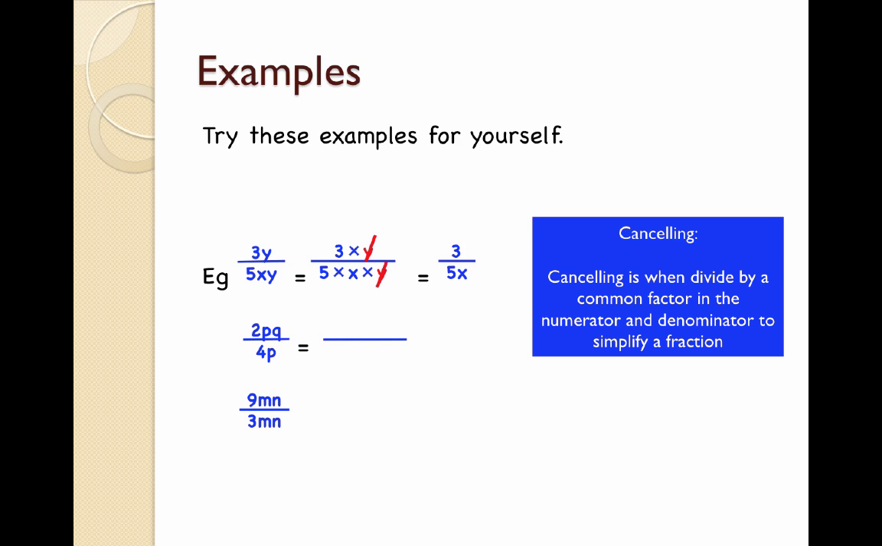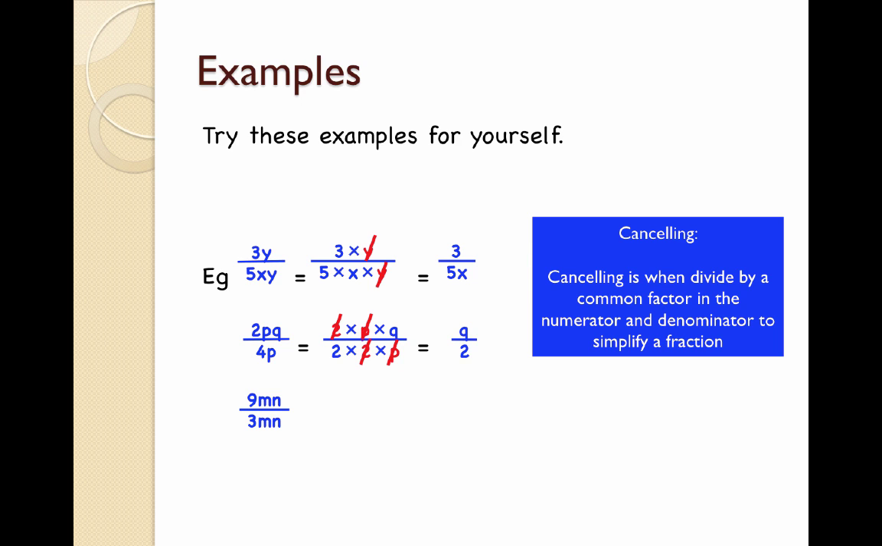2pq over 4p. I've got 2 times p times q. Now there's no 2 down the bottom, but that 4 can be written as 2 times 2. So I'm going to write 4p as 2 times 2 times p. This allows me to see a common factor of 2 that I can cancel, and a common factor of p that I can cancel, leaving just q over 2.